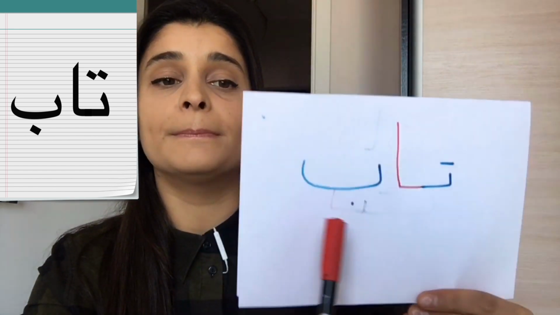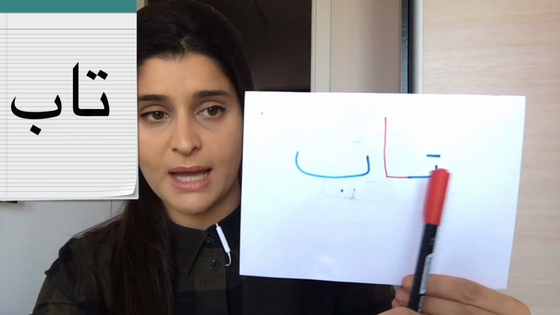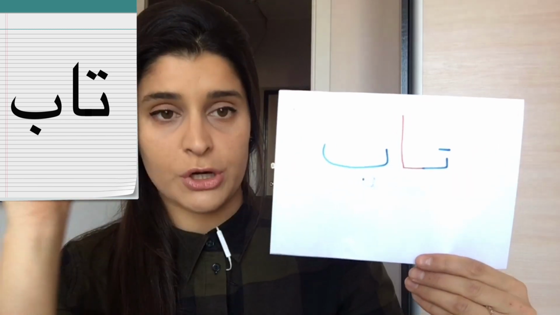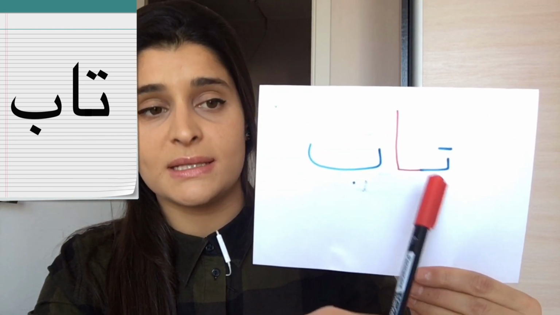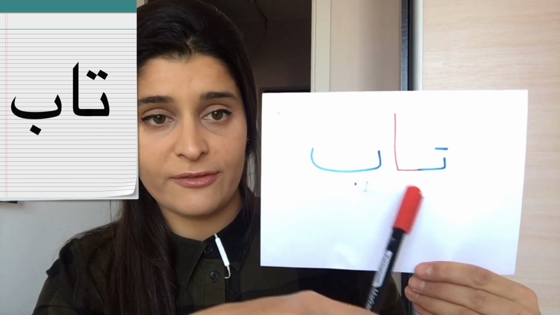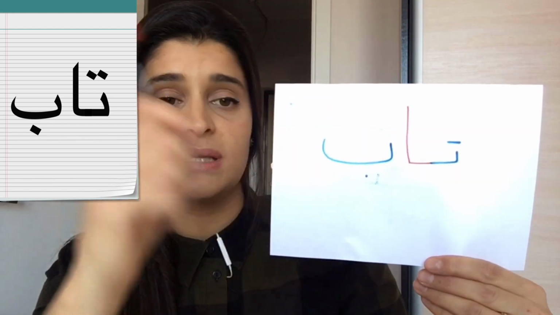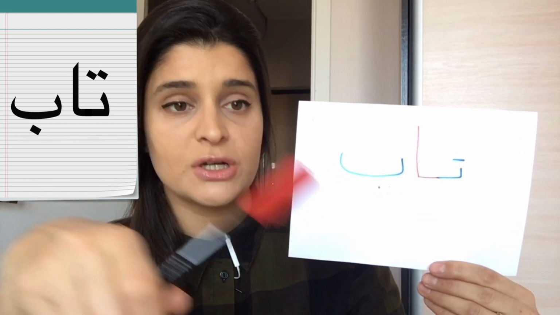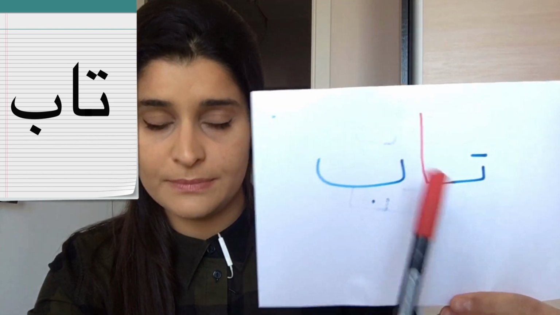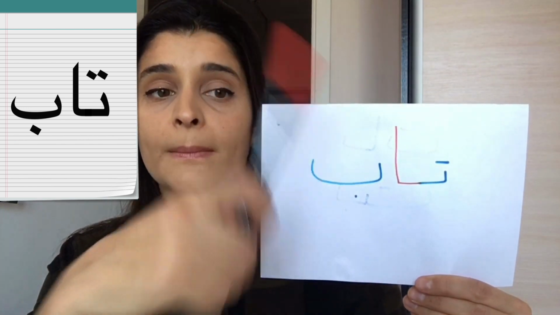Ta, b. Here is letter ta in the beginning of the word. It gives its hand to letter alif, and alif doesn't give its hand to letter ba because it's an evil letter. It doesn't have another hand. So ta, b.